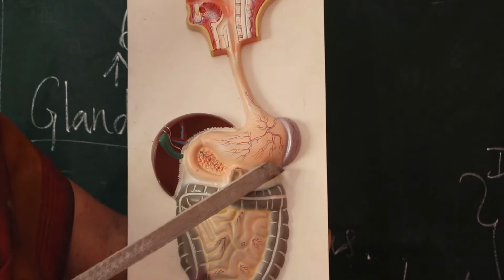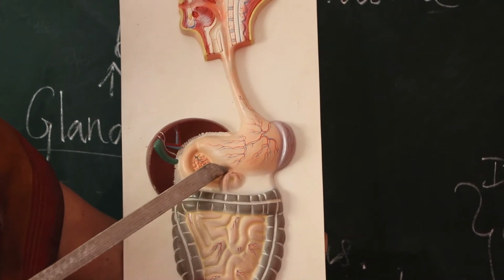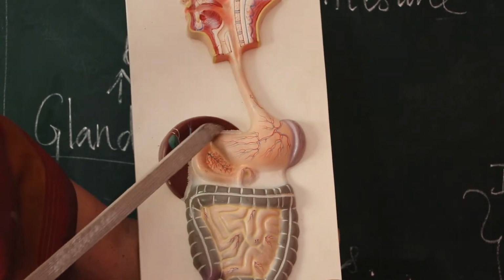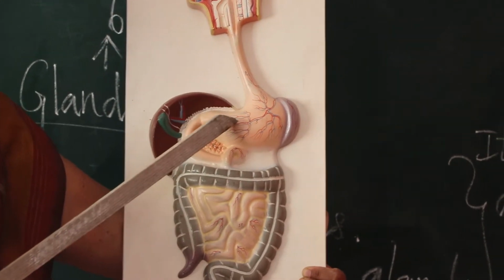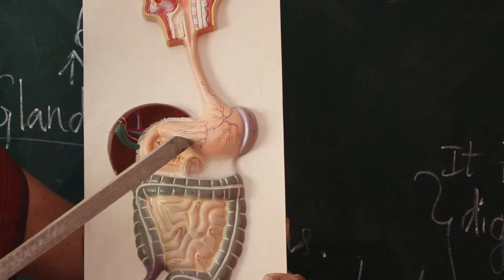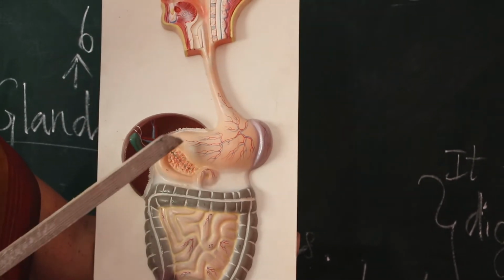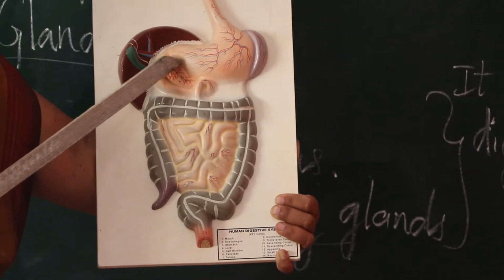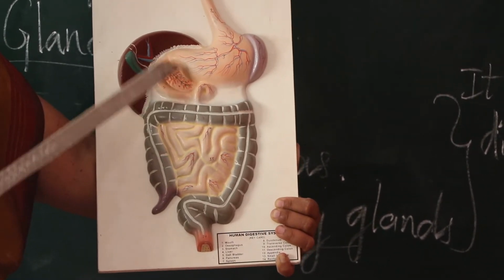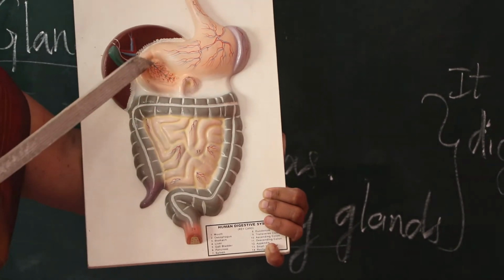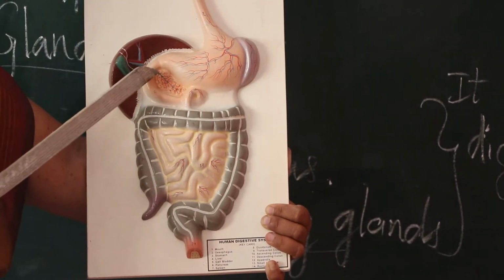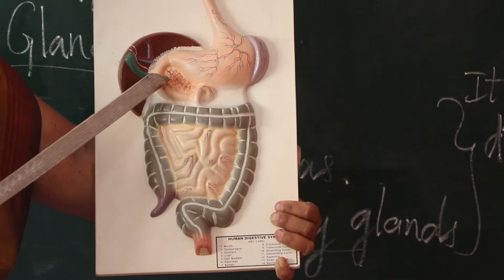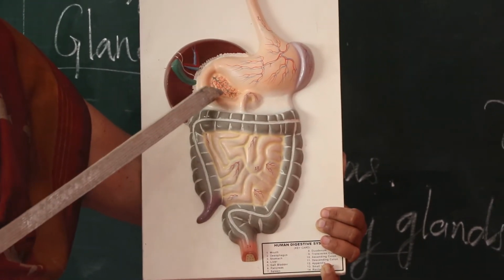The stomach is the wider, larger part of the human digestive system. Then it moves on to the small intestine. The small intestine starts from the stomach, and the starting part of the small intestine is the duodenum. From here it is starting.